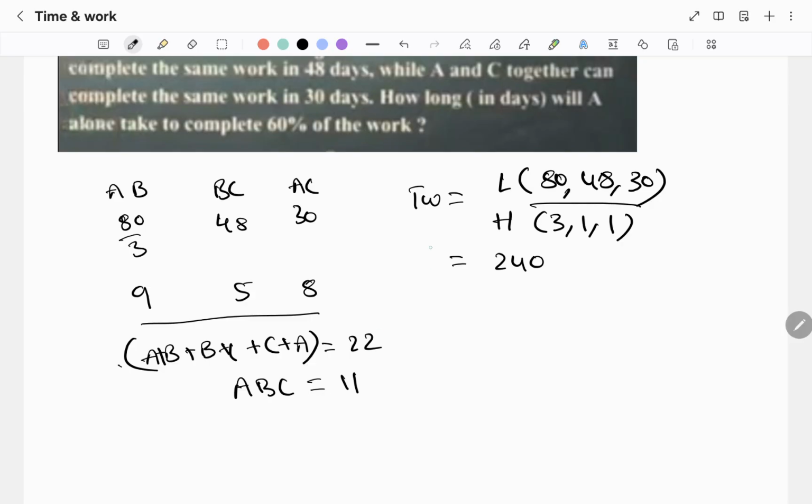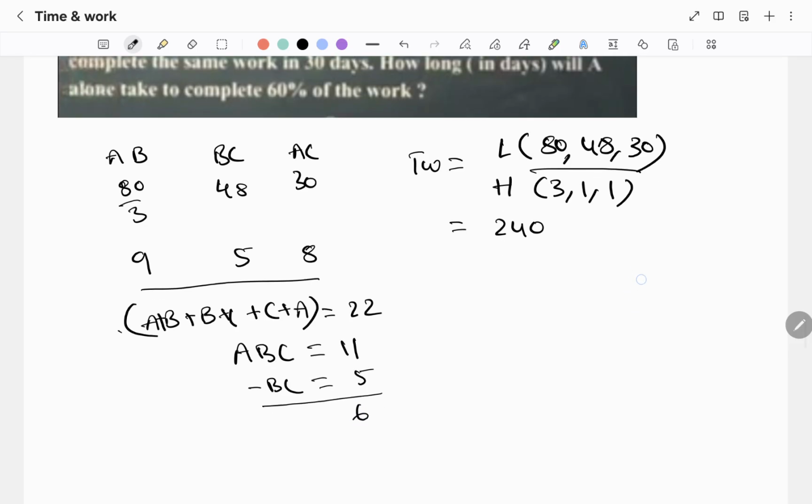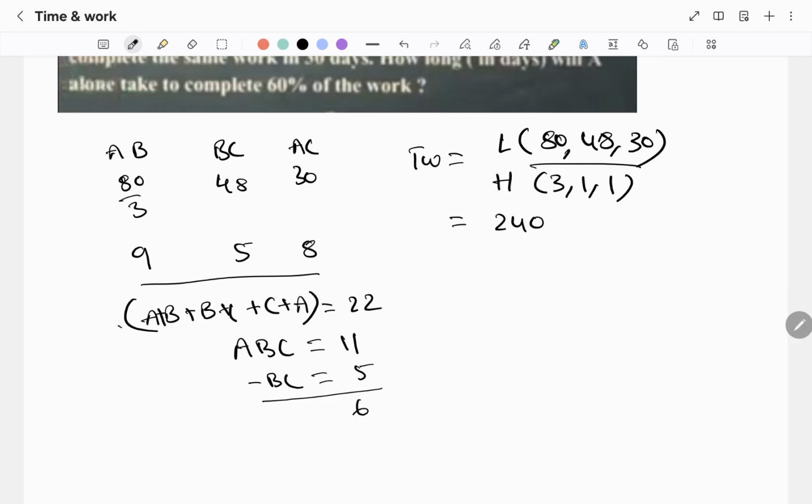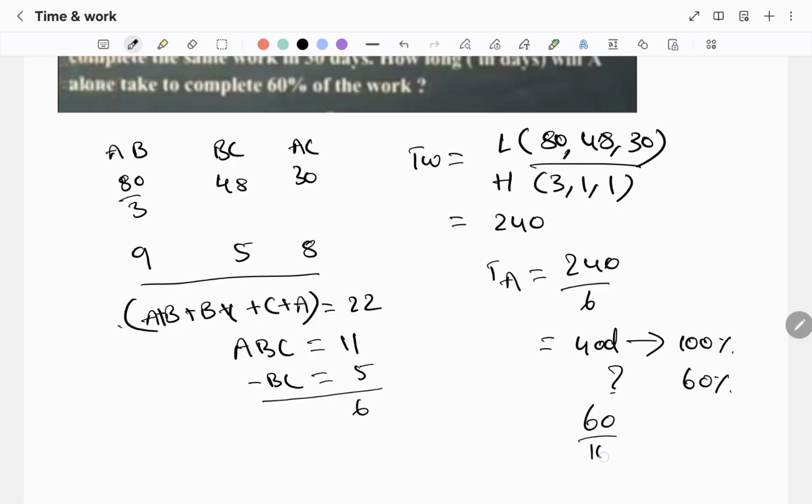Now they are asking only A's efficiency. Means remove BC. So it becomes how much? 6. If you remove BC, it becomes 6. So time taken by A is equal to 240 by 6, that is 40 days. This 40 days is 100% of the work. They are asking 60% of the work in how many days? 60 by 100 into 40. 2 zeros. So 24 days.